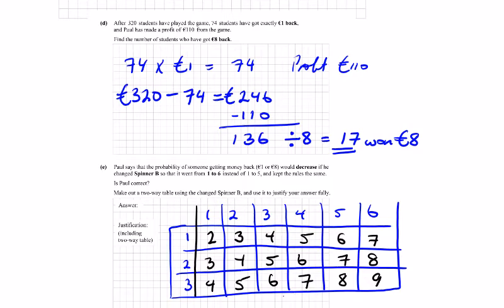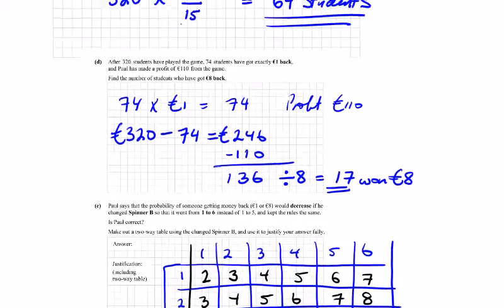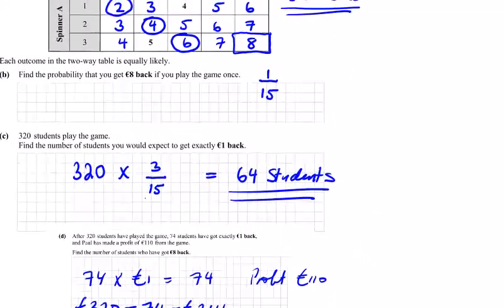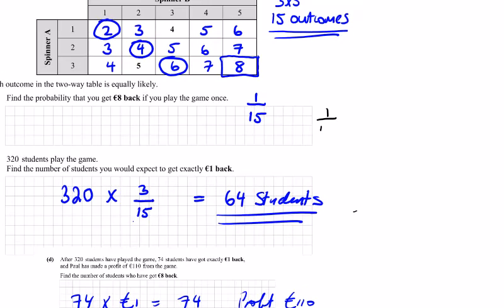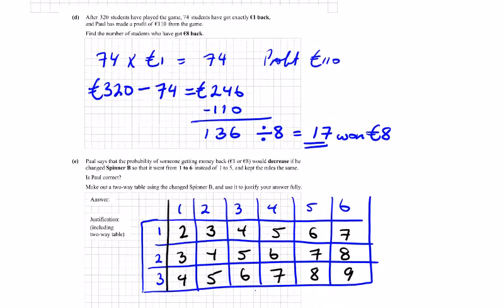Paul says the probability of someone getting money back would decrease if he changed the spinner. So what was the probability of them getting some money back? It was 1 over 15. Well, actually 1 over 15 plus 3 over 15 if we want to look at it like that. So there was a 4 over 15 chance of them getting money back. Let's see what that is as a decimal. 4 divided by 15 is 0.26 repeating. So 26% chance of them getting money back on the first one.